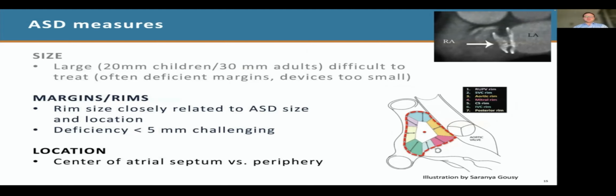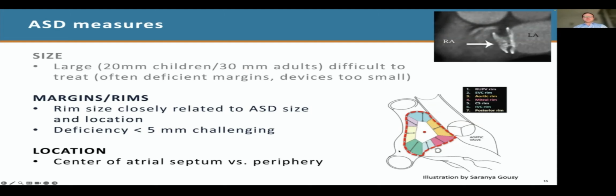The other measurements which we need to do are the so-called margins or rims. In general, these margins should be larger than 5 millimeters to be able to hold the device sufficiently. The figure on the right displays the areas that need to be measured. These areas are named after the neighboring structures, for example, the right upper pulmonary vein rim, the aortic rim, or the IVC rim.